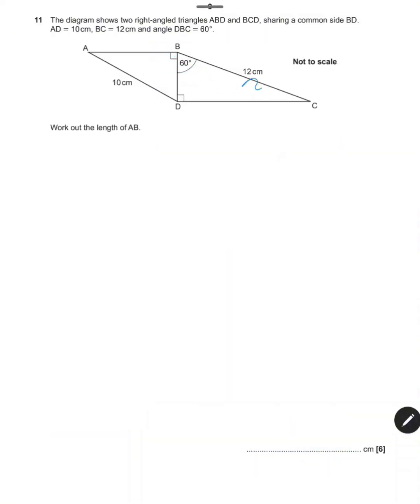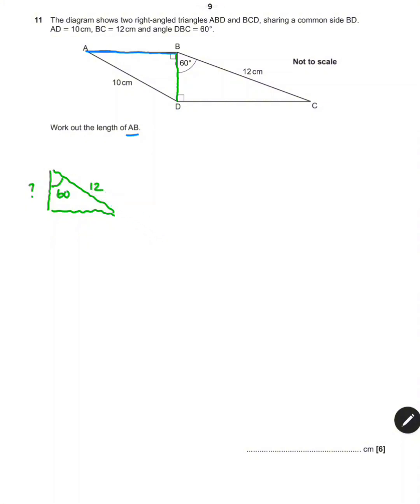Question 11, we've got 2 triangles connected, and what we're looking for is the length of AB, which is this length. If you've ever got 2 triangles connected, chances are you'll need to find the line connecting them first. This usually comes last. So I'm going to work on this right angled triangle first and see if there's anything I can find. Let's try and find this side. We know that that's 60 and we know that that's 12.